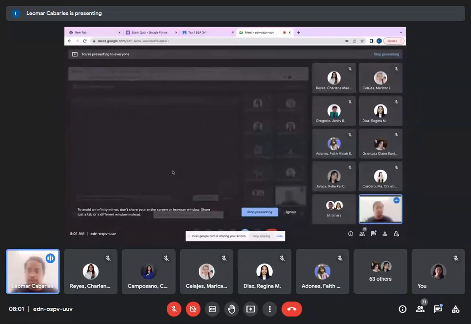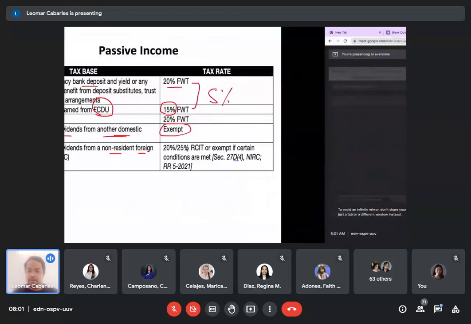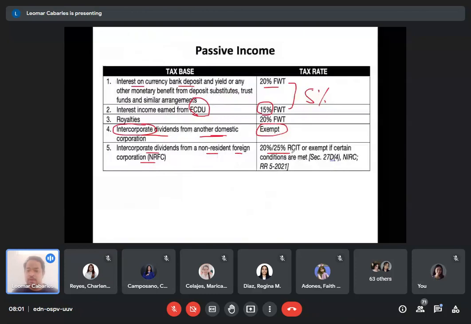So, 1 million pesos ang na-receive ni Jollibee, no? From the non-resident corporation. So, ano ang taxation nun? In general, that is subject to the 20 or 25% regular corporate income tax. Yan, okay? So, anong gagawin mo kung ikaw si Jollibee?